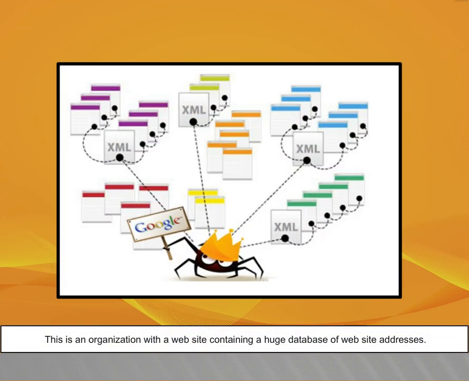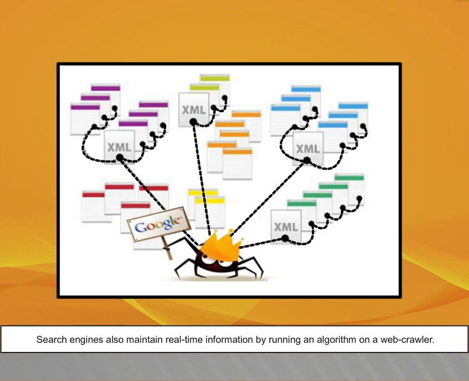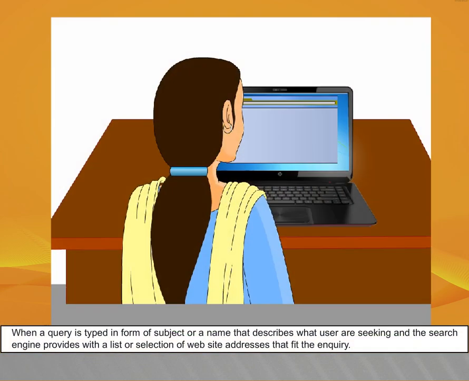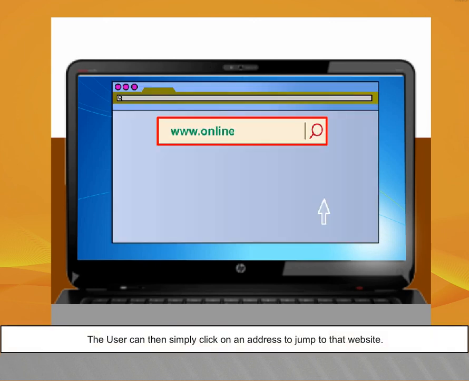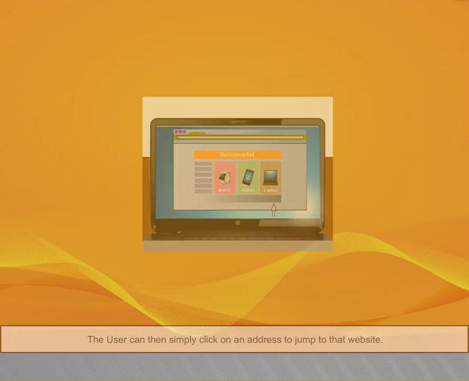This is an organization with a website containing a huge database of website addresses. Search engines also maintain real-time information by running an algorithm on a web crawler. When a query is typed in the form of a subject or a name that describes what users are seeking, the search engine provides a list or selection of website addresses that fit the inquiry. The user can then simply click on an address to jump to that website.